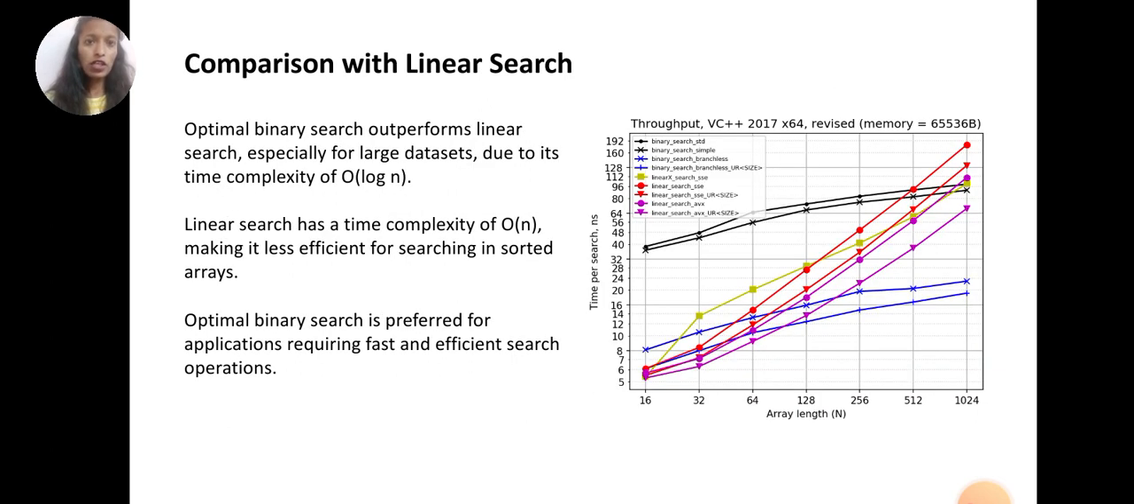Comparison with linear search. Optimal binary search outperforms linear search, especially for large data sets, due to its time complexity of O(log n). Linear search has a time complexity of O(n), making it less efficient for searching in sorted arrays. Optimal binary search is preferred for applications requiring fast and efficient operations.